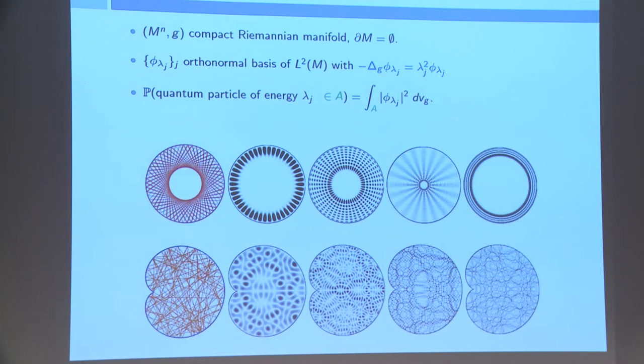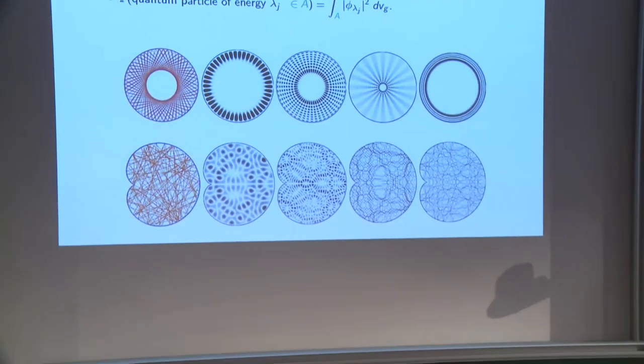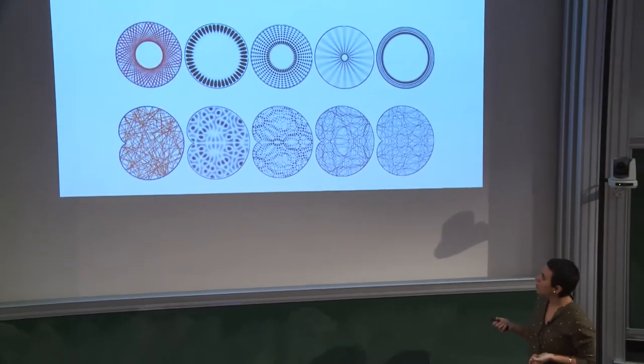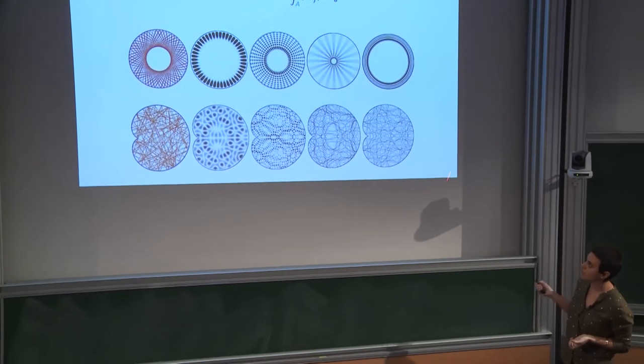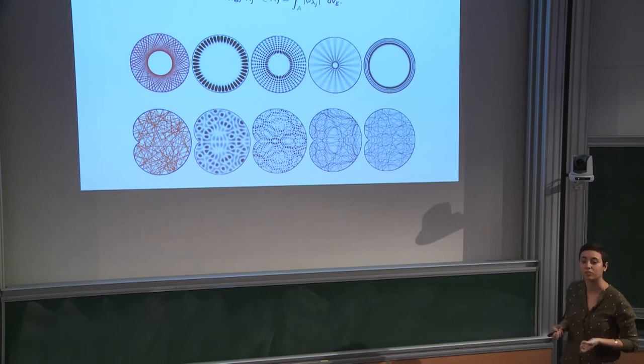While here, where the geodesic flow is highly chaotic, it looks like the region is becoming evenly grayish, which would mean that the probability of finding the quantum particle in any region A in this cardioid would be comparable to the area of the region. So this is one way in which eigenfunctions keep track of what's happening with the dynamics of the underlying manifold.